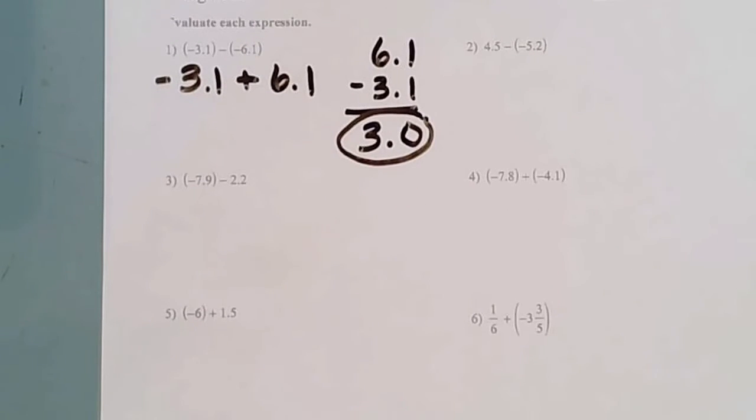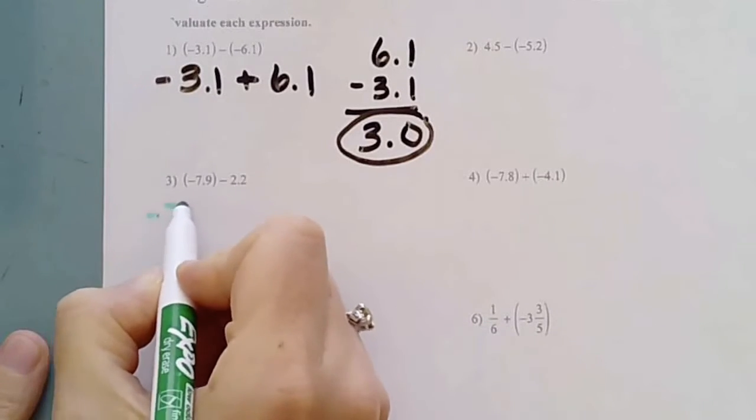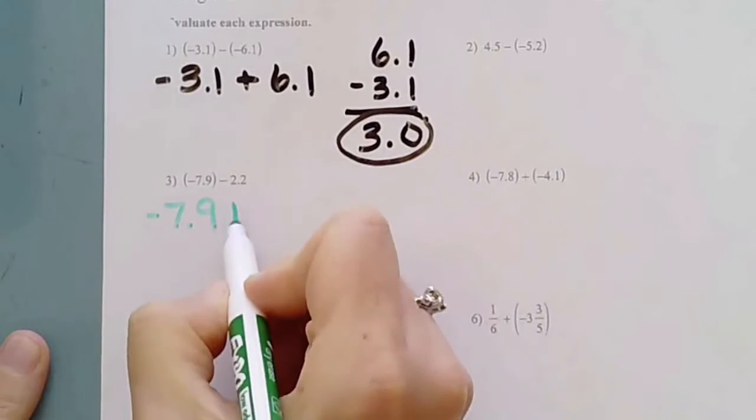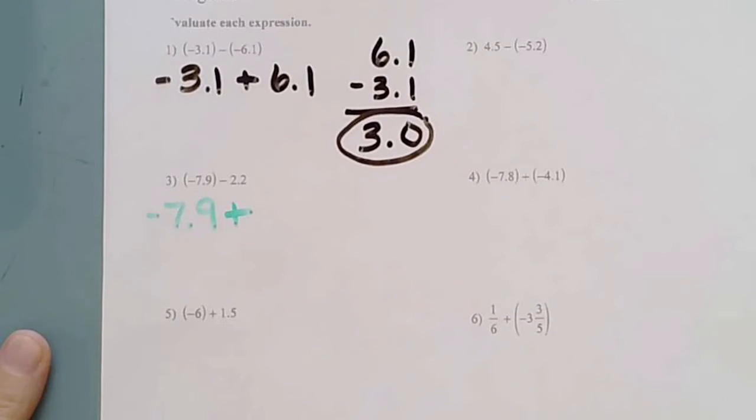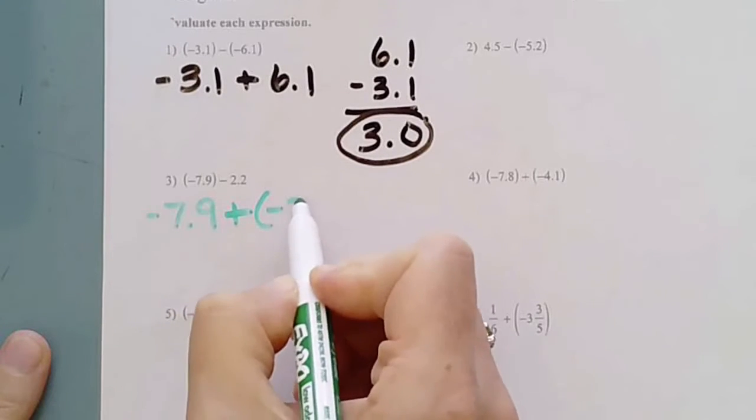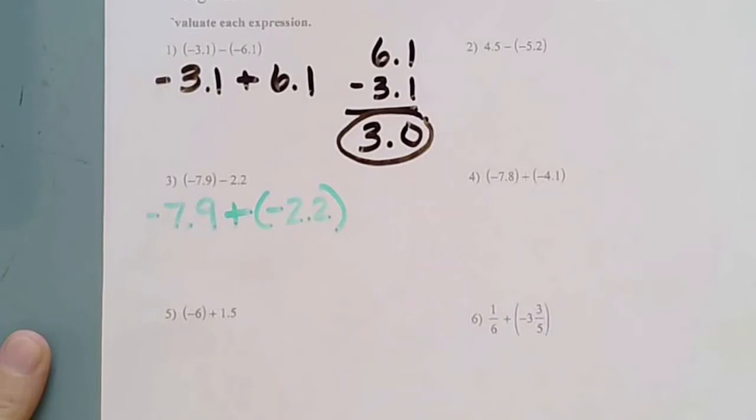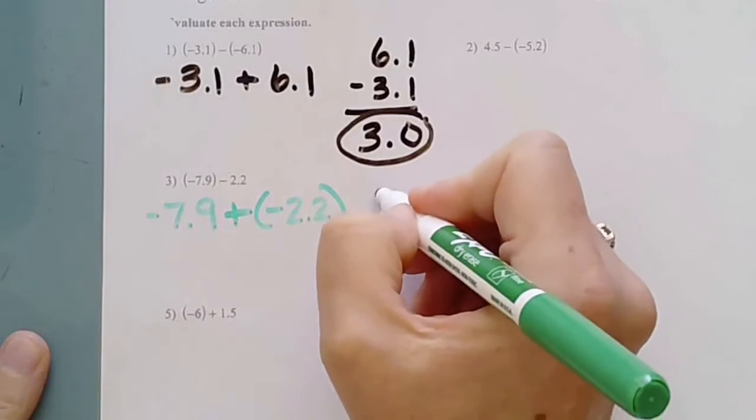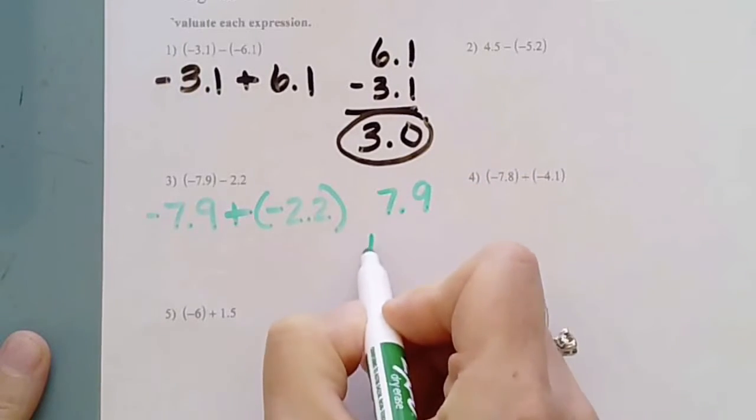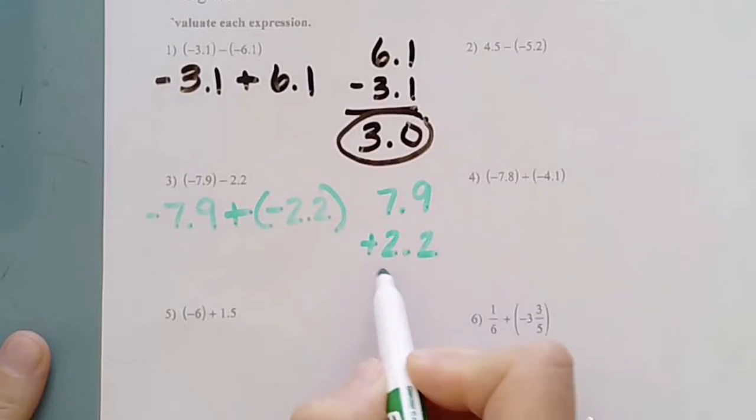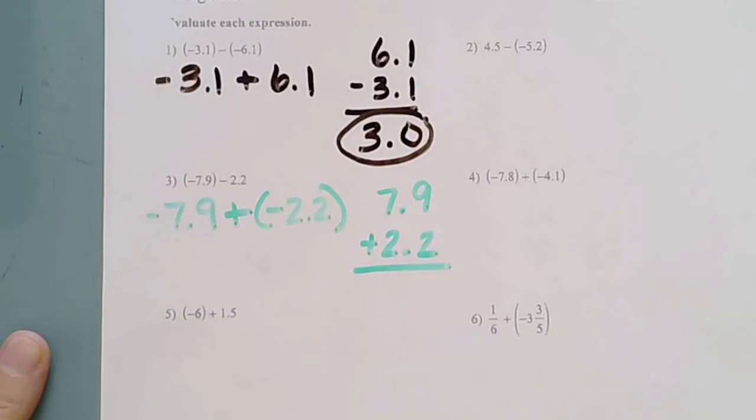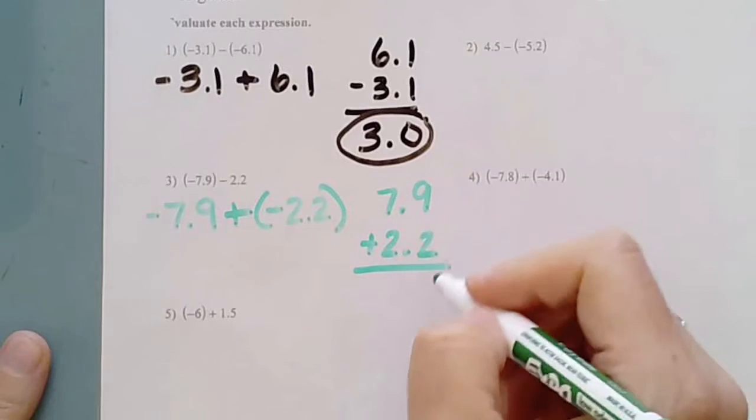So for number 3, I'm going to switch colors to make it easier to see. Again, I'm going to rewrite my subtraction problem. Negative 7 9/10 plus the opposite of 2 2/10, which would be negative 2 2/10. So for this problem, since my signs are the same, they're both negative, I'm going to add the absolute values together. So 7.9 plus 2.2, pardon my lack of proper math terms, 9/10 and 2/10 is 11/10.